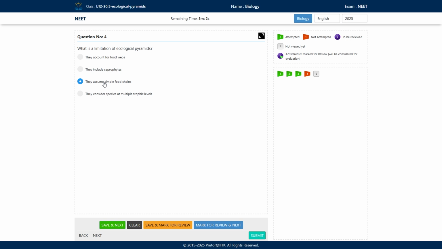So ecological pyramids do not include food webs. They assume simple food chains, which is not realistic actually. In nature, you have interactions. There is a network of food chains, which is known as food web. All the organisms are dependent on each other. Here, even a single species can occupy multiple trophic levels. Option number C is the correct answer.